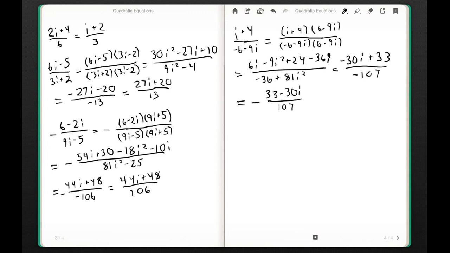So the reason the negative's out here is we just took it away from the negative 107. Dividing by negative 1, as we are doing here, is the same as multiplying the whole expression by negative 1. So you can stick it out there if you like. It looks a little more, I don't know, professional.